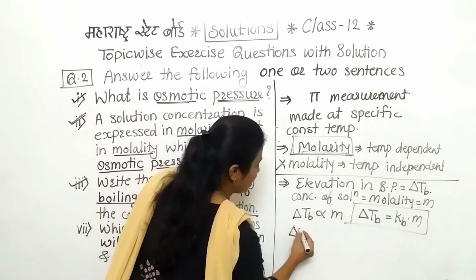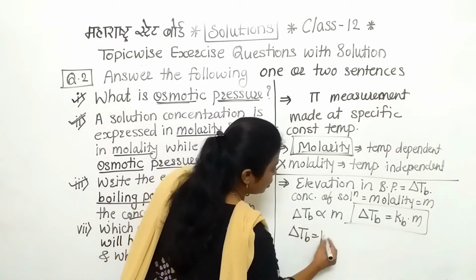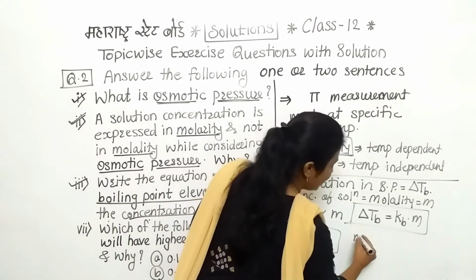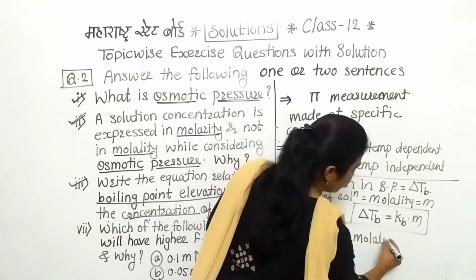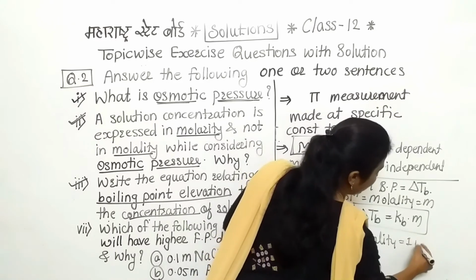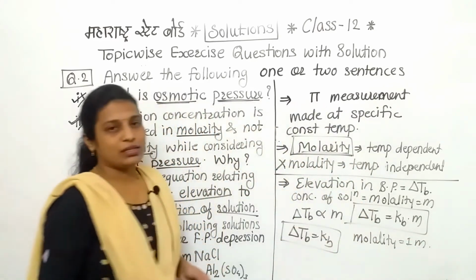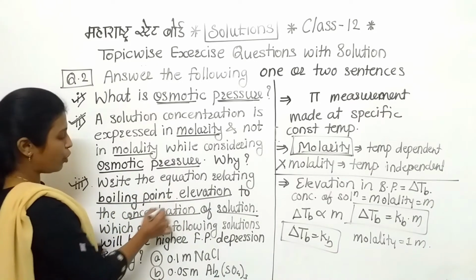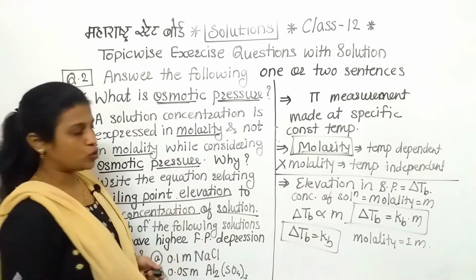Now, what is the condition? If we consider delta TB is equal to Kb, when is it possible? For that, the molality or concentration of the solution should be 1 molal. At that time only this is possible. So, this is the relation between elevation in boiling point and concentration of solution.